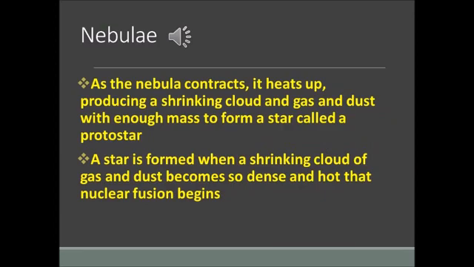As the gravity in the dense cloud continues to build, it starts to heat up. And this heat makes the cloud shrink and condense into what we call a protostar. Once the protostar gets dense enough and hot enough, the process of nuclear fusion can begin. As the nebula contracts, it heats up, producing a shrinking cloud of gas and dust with enough mass to form the star. A star is formed when the shrinking cloud of gas and dust becomes so dense and hot that nuclear fusion begins. The fusion of hydrogen into helium creates energy.